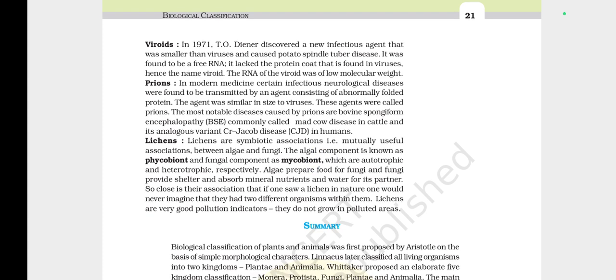Lichens are made up of algae plus fungi. The algal part is called the phycobiont and the fungal part is called the mycobiont. Algae prepare food for the fungi, and fungi give minerals and nutrition to the algae. So it is a close association; in nature, you would never imagine they are two different organisms. Lichens are very good pollution indicators. They do not grow in polluted areas.